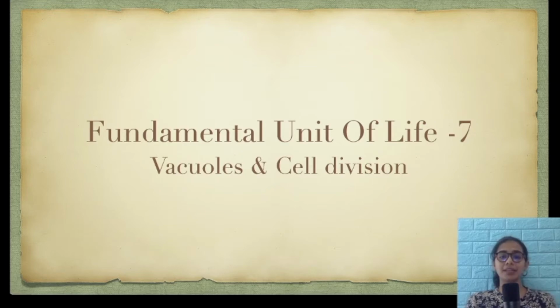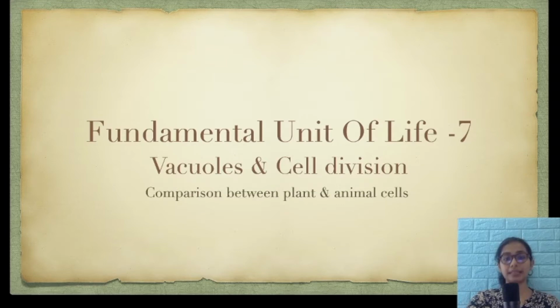Today we learn about vacuoles and cell division. We will also compare plant and animal cells, because by the time we finish vacuoles, we would have covered almost all the cell organelles inside a cell. That means we have completed all the cell organelles mentioned in your textbook. So now we are in a position to know the complete picture of plant and animal cells.